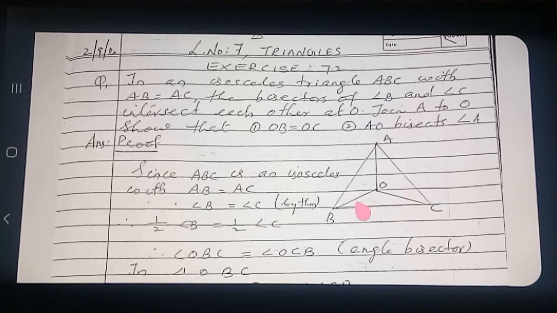These two angles are equal. Then what about the opposite sides? Equal. What is the opposite side of this angle B? OC will come. What is the opposite side of this angle C? OB will come. Okay, that is what I have written downside.